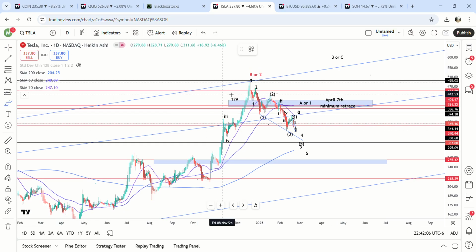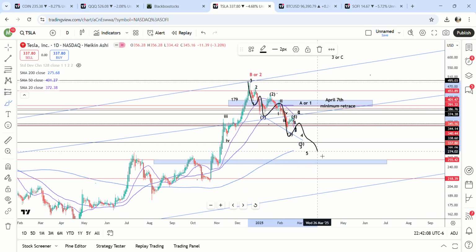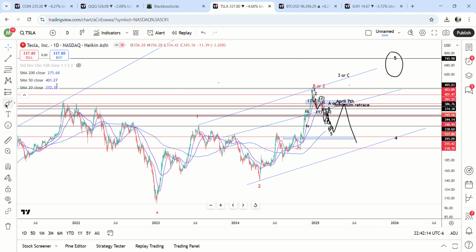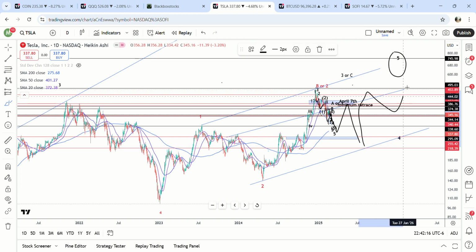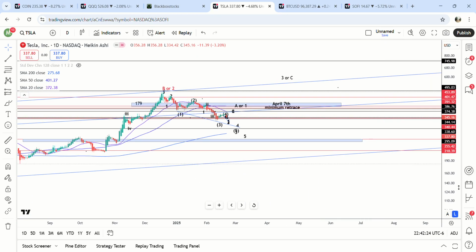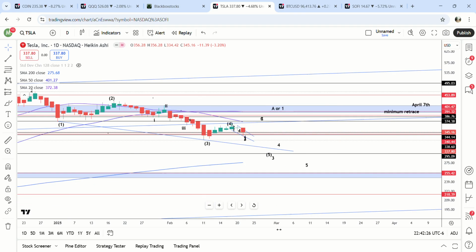And then it would look like this down, and that would be the fourth wave of a diagonal, and then we would get up. So anyway, that's what I wanted to go over today, the bear count that is possible. Keep an eye on that early next week. You want to be aware of that.